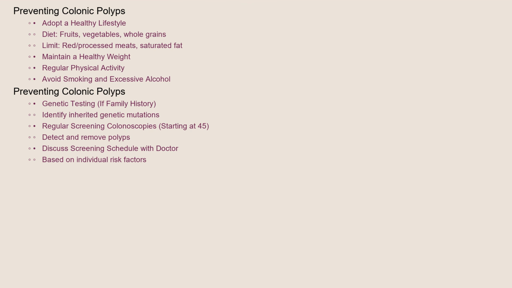Several strategies can help prevent the formation of colonic polyps. Adopting a healthy lifestyle is crucial. This includes eating a diet rich in fruits, vegetables, and whole grains and low in red and processed meats and saturated fat. Maintaining a healthy weight, engaging in regular physical activity, and avoiding smoking and excessive alcohol consumption are also important. For individuals with a family history of colonic polyps or colorectal cancer, genetic testing may be recommended to identify any inherited genetic mutations that increase their risk. Regular screening colonoscopies, starting at age 45, are highly effective in detecting and removing polyps before they can become cancerous. Discuss with your doctor about the appropriate screening schedule for you based on your individual risk factors.